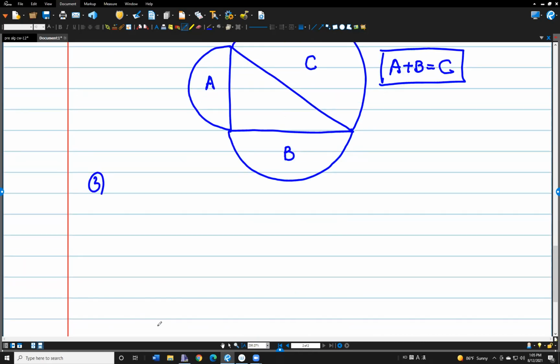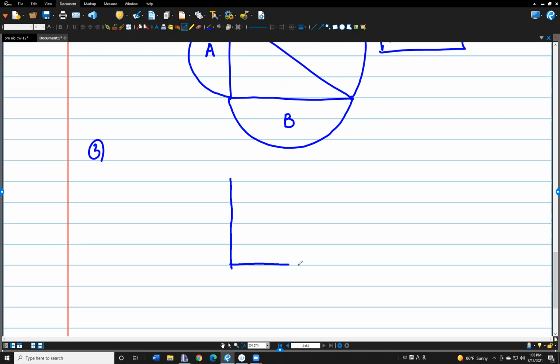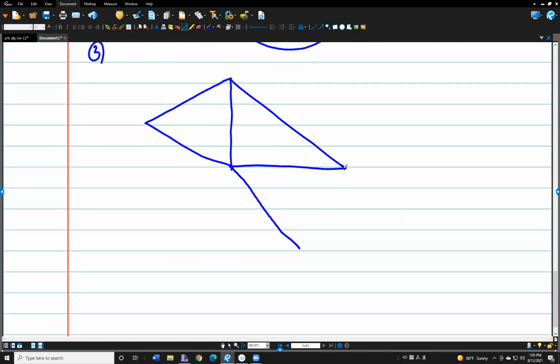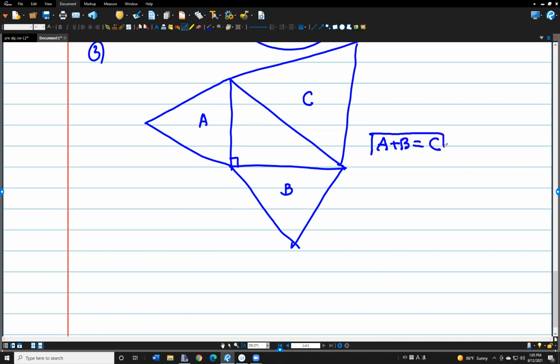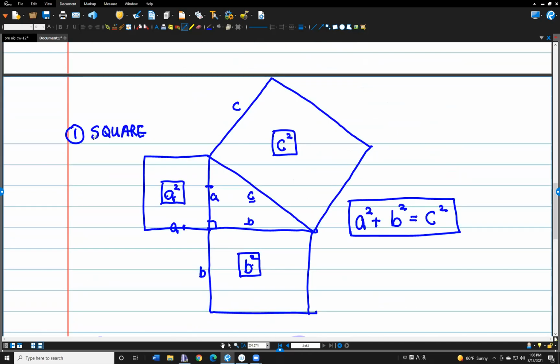Another one, you can attach any similar shapes. I'm going to attach an equilateral triangle over here. This is an equilateral triangle, another equilateral triangle, another equilateral triangle. So if this area is A, this area is B, and this is a right angle, then A plus B equals C. That's the Pythagorean theorem. Now, especially we're gonna focus on the square side because we can see A squared plus B squared equals C squared on this figure, right? Why is this true?